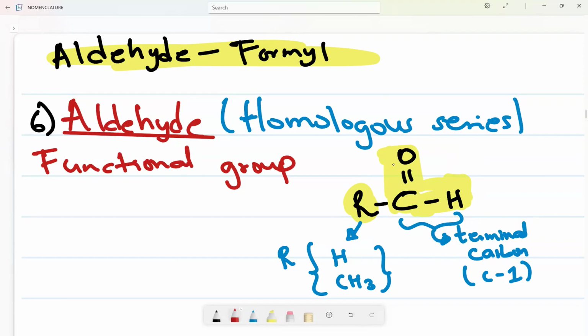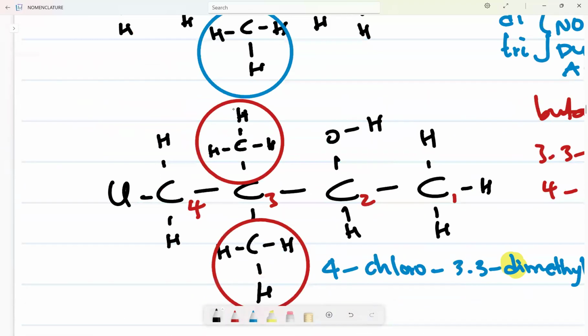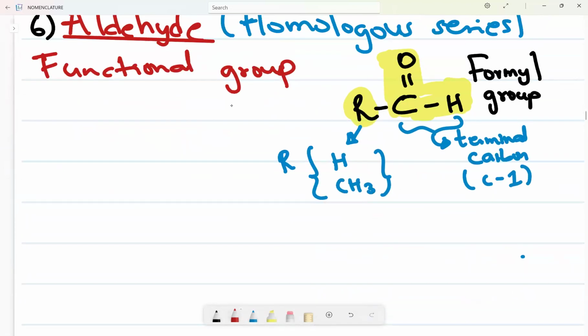So the functional group for this one is the formyl group. Aldehyde has the formyl group, just as alcohol has the hydroxyl group. Now let's look at the general formula.